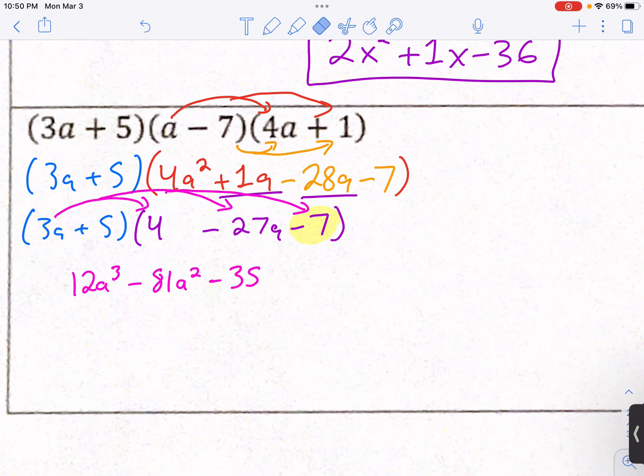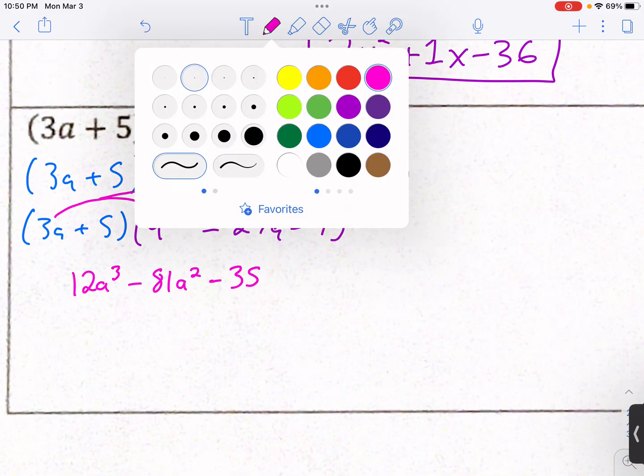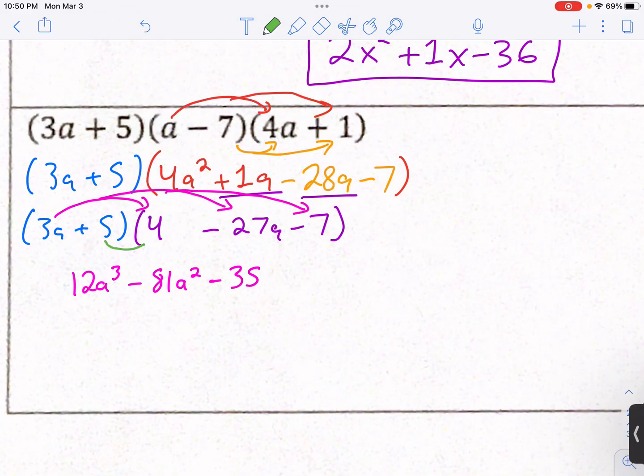Now we're going to have to do it all over again. This time, though, we're going to use another color. We're going to do it with the 5. So again, I need to distribute it 3 times. Again, start with the 5, then that 4. Oh, I accidentally erased that. That 4a squared. That was weird. All right. So let's start right here. And then for my first one, I should get positive 20a squared.